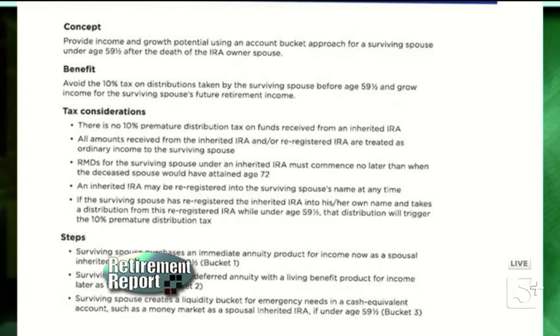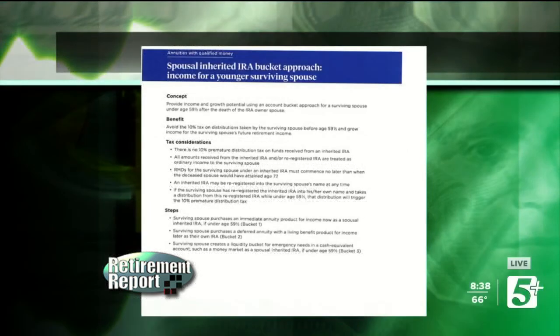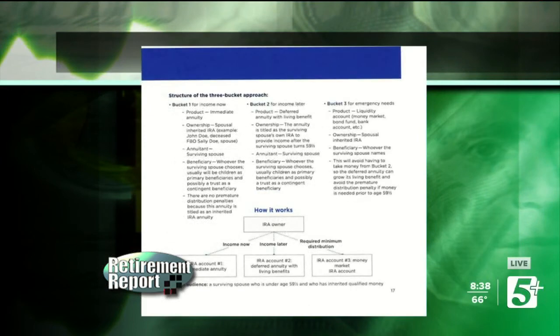You definitely want to make sure you've got at least 6 months' worth of expenses in an emergency fund as an example. And depending on the short-term income needs, we may increase the amount that we keep in the bank as well. So the structure of the three-bucket approach: bucket one is for income now. This is on the next slide. We'll show this diagram.